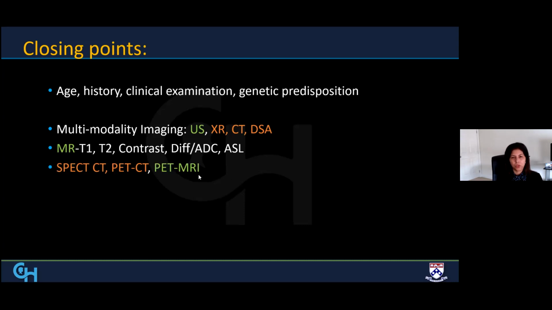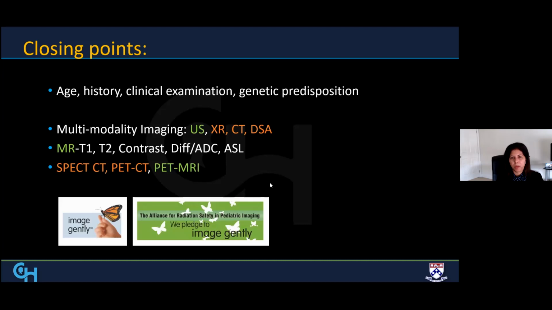And you also make use of SPECT CT and PET CT as complementary to these investigations. And always remember, in the pediatric age group, you want to make judicious use of modalities with radiation, and also use sedation, anesthesia, and contrast wherever and whenever needed.